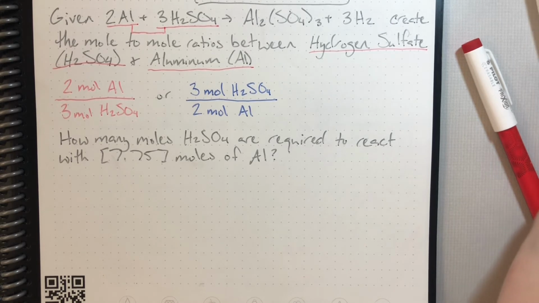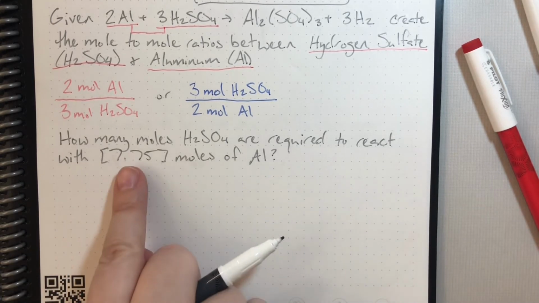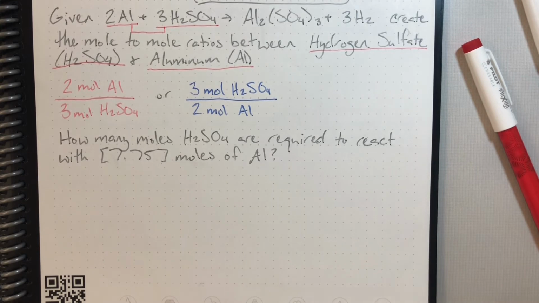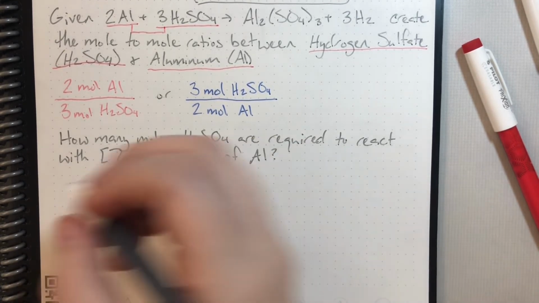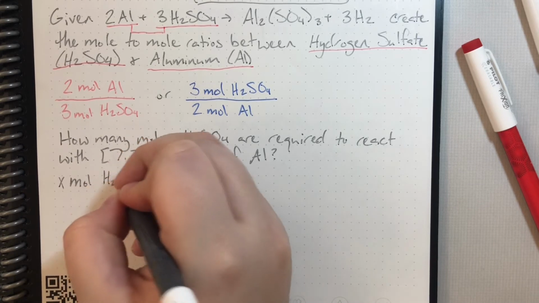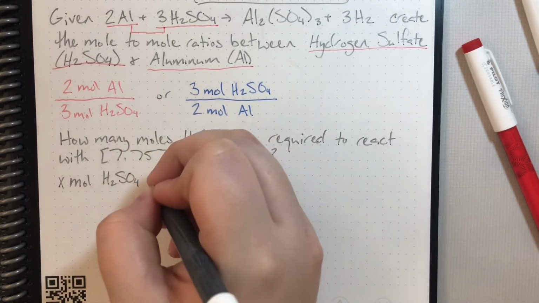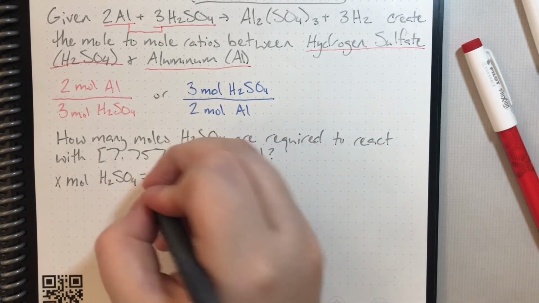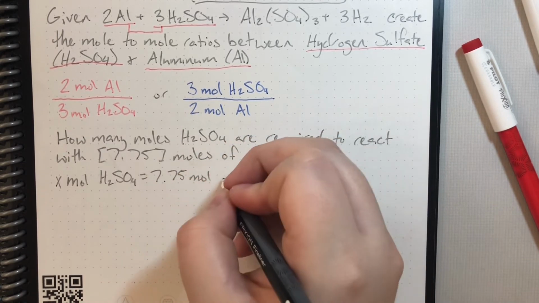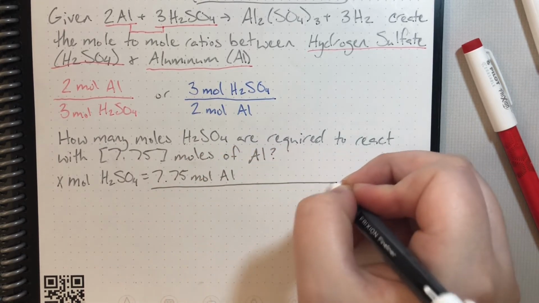How many moles of hydrogen sulfate are required to react with 7.75 moles of aluminum? You can see that my number is within brackets. That is because my number may be different than yours. However, all of the steps that I am going to take to solve this problem will be the exact same regardless of the number. I'm going to translate this English problem into math. How many will turn into X moles, compound attached to the unit hydrogen sulfate, are required to react with is going to be my equal sign. And then the number given in the problem, 7.75 moles of aluminum. I'll go ahead and set up my train tracks.